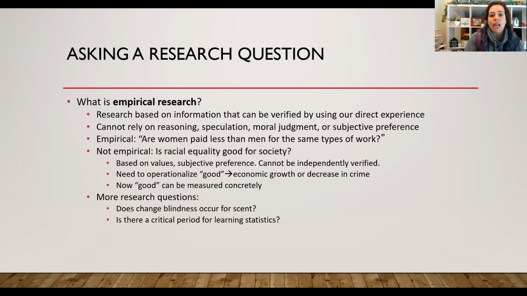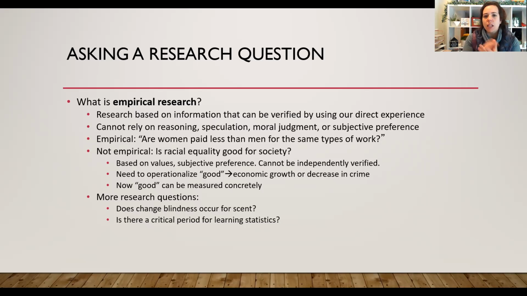So for instance, an empirical study could be, are women paid less than men for the same types of work, right? You could go out and measure that. You could go and look at average salaries for very similar jobs and see if there's a significant difference between men and women. Now, a study that would not be empirically supported is something that's a bit more conceptual, right?